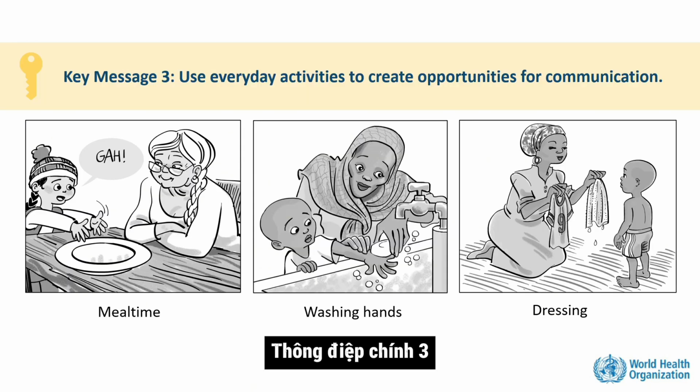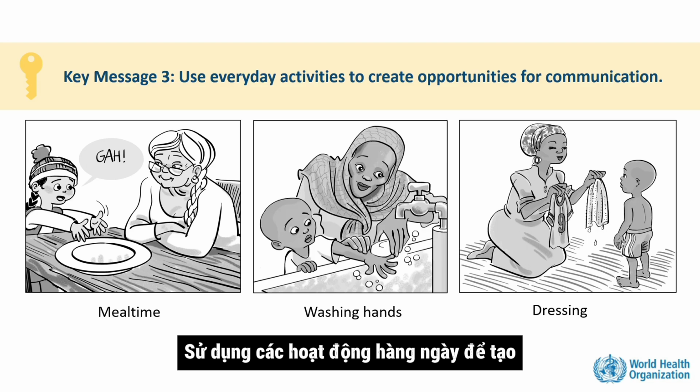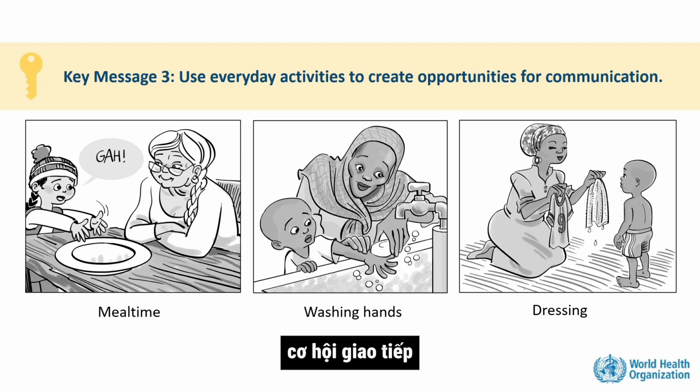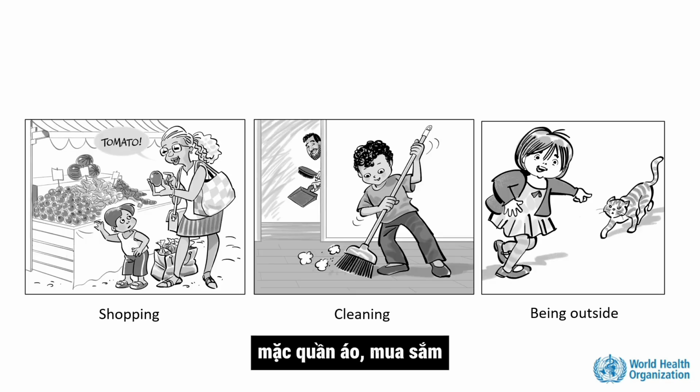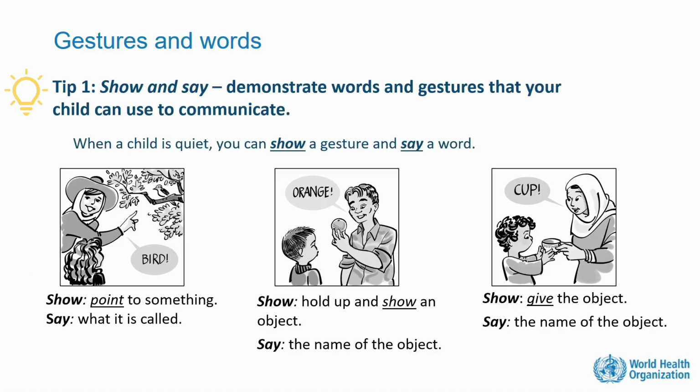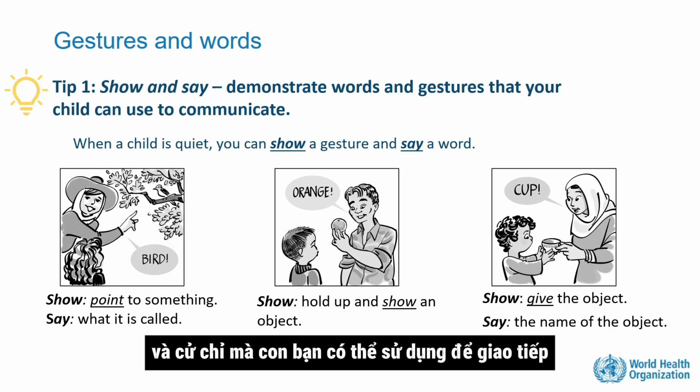Key message 3. Use everyday activities to create opportunities for communication, such as mealtime, washing hands, dressing, shopping, cleaning, and being outside. Gestures and words. Tip 1. Show and say. Demonstrate words and gestures that your child can use to communicate.